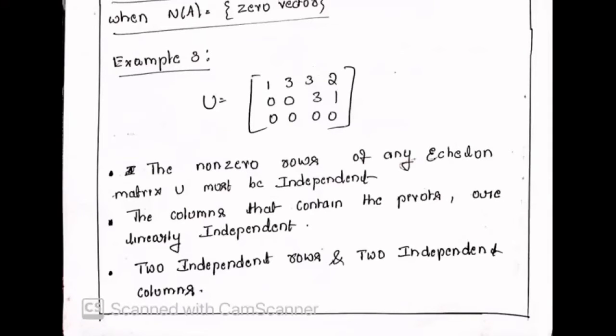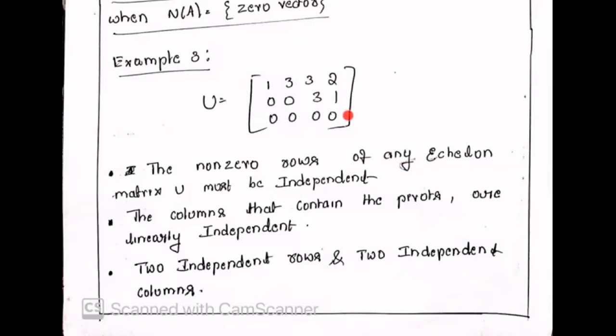Okay. So consider this. This is very, very important. Consider this example. 1, 3, 3, 2 is the first row. 0, 0, 3, 1 is the second row. 0, 0, 0, 0 is the third row. One observation we can make is that one of the rows is 0. Here the third row is 0. Okay. So the non-zero rows of any echelon matrix must be independent. What they're saying is non-zero rows. Here you have a zero row.